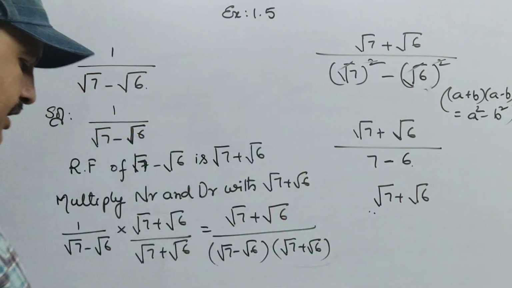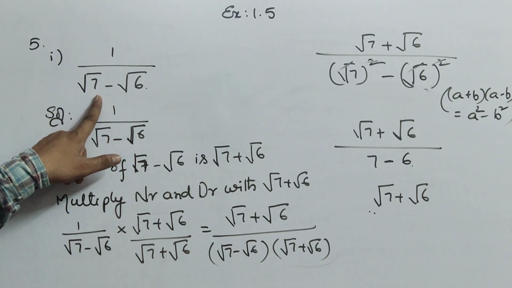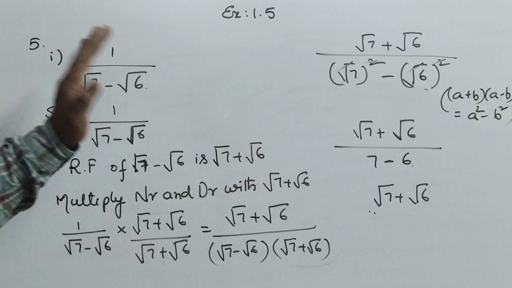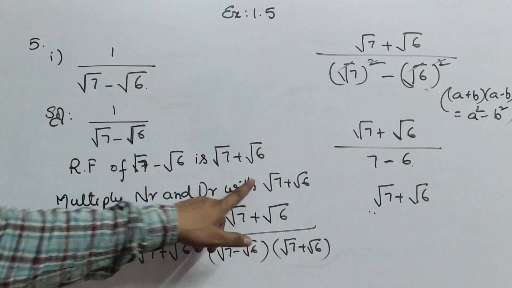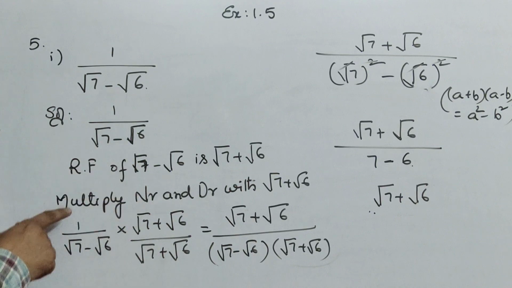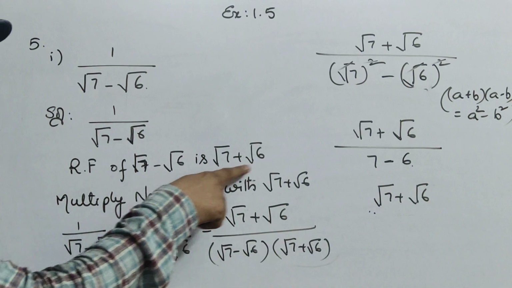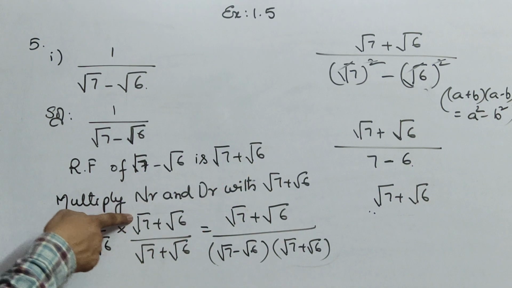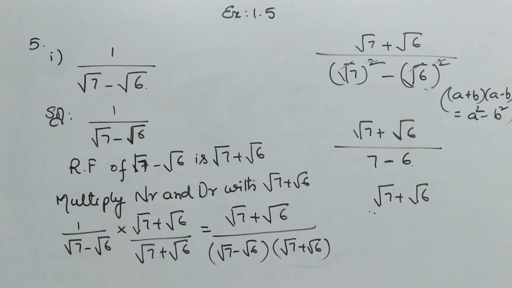Okay. So rationalizing the denominator means always we have to first find out: minus means plus. Rationalizing factor of root 7 minus root 6 is root 7 plus 6. Then next step is what? Multiply the numerator and denominator with this rationalizing factor, root 7 plus 6. From here it is only simple multiplication. That's why I taught you first the concept of how to do the multiplication. Okay. Now you understood. This is the second sum.